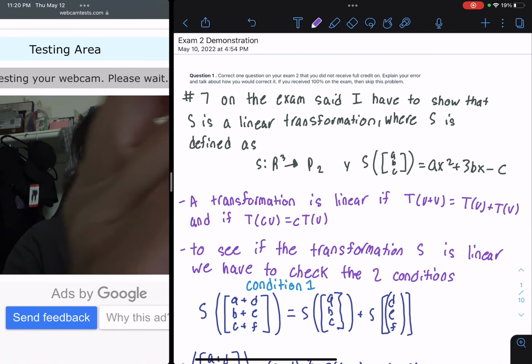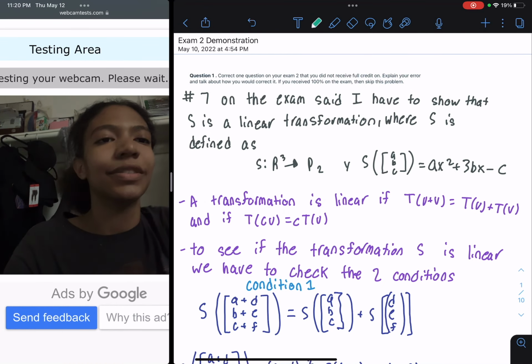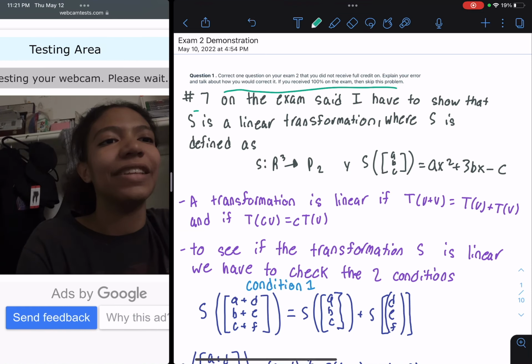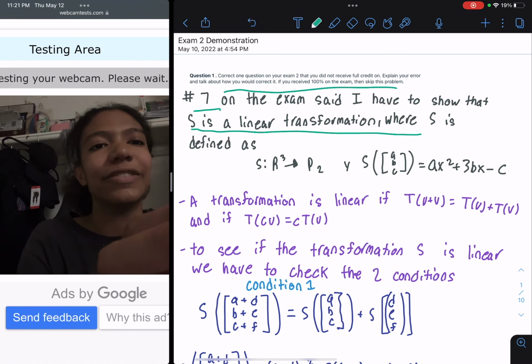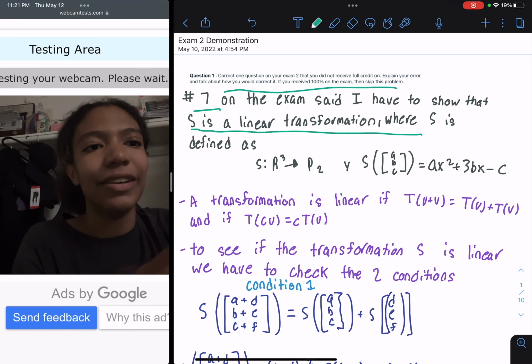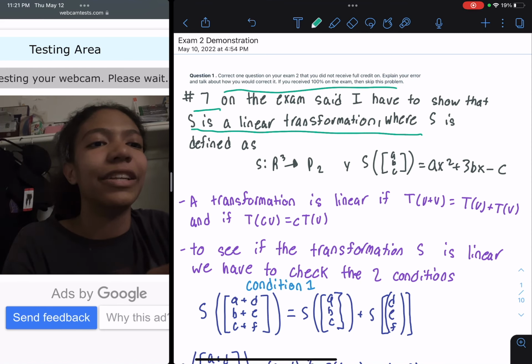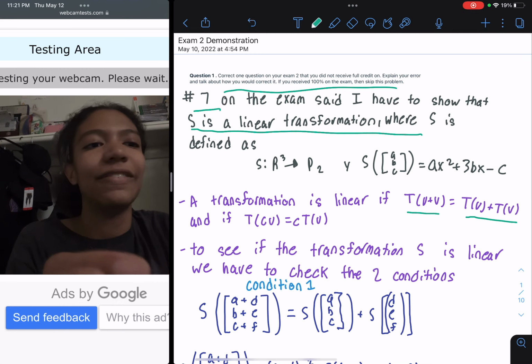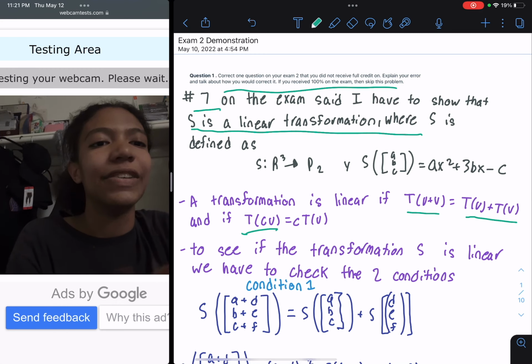Okay, so first we had to correct one question from exam 1. So I chose question 7, and it said that you have to show that S is a linear transformation. In order to do that, a linear transformation has two properties you need to prove. So T of U plus V has to equal TU plus TV, and T of CU has to equal C times T of V.